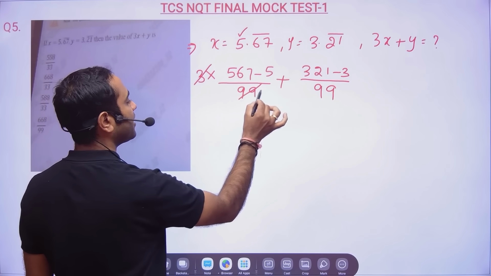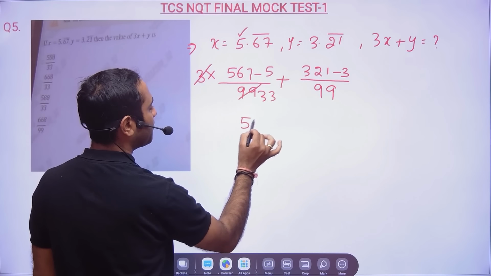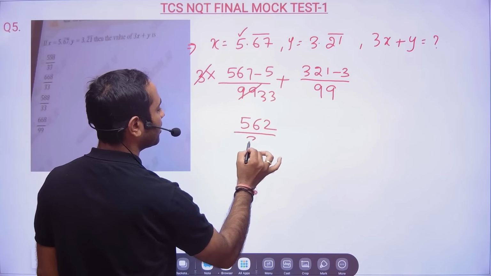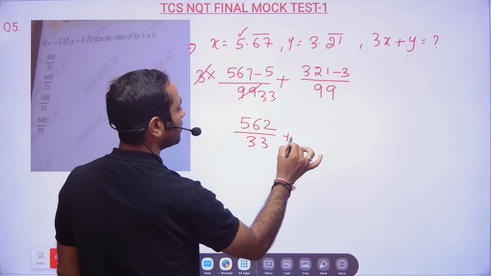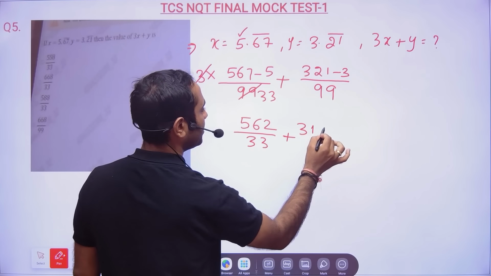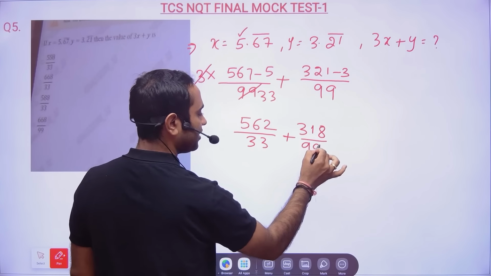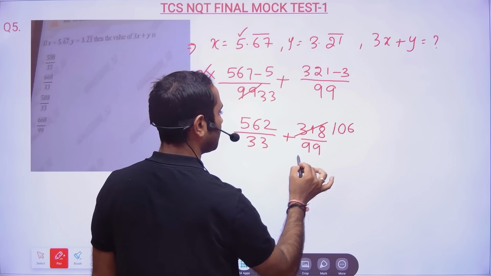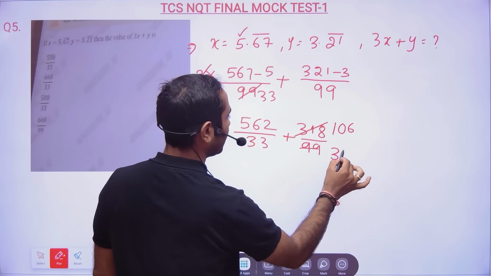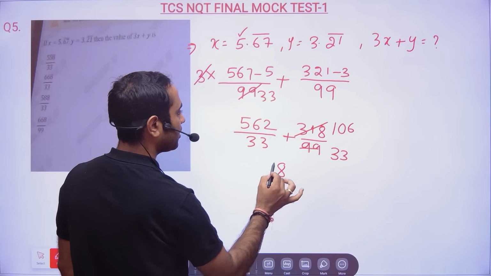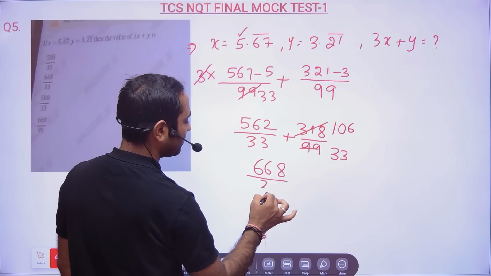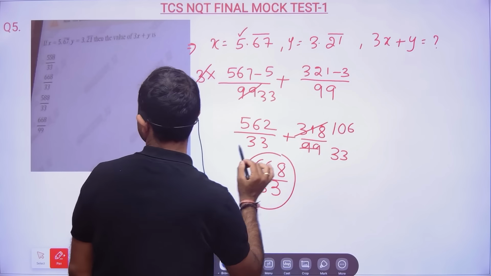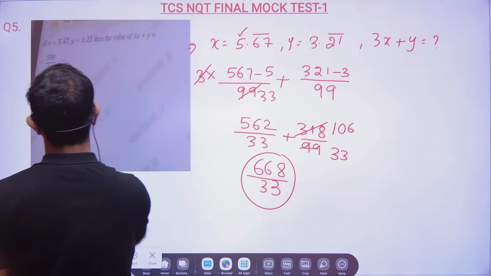Now 3 will divide 99 by 33 times. So 562 divided by 33 plus 318 divided by 99. This also we make 33. So 3 10 times 562 and 3 6 times 318, and 3 33 times. Now add 8 6 6. 668 divided by 33. Option B will be the correct answer for this problem. Clear?